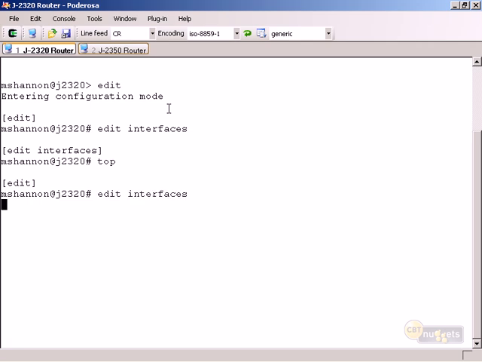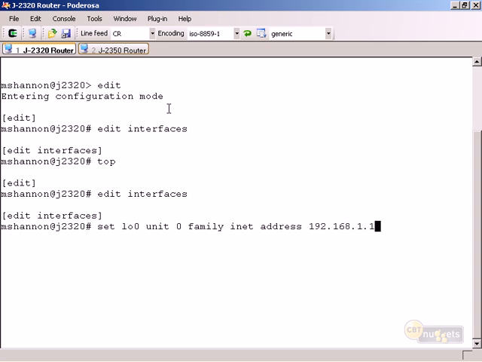So let's do that again, edit interfaces. So we want to set loopback 0, and again this is going to be unit 0, and the family is going to be family INET or IP version 4, and the address you want to assign to this based on the topology is 192.168.1.1 with a 32-bit mask, okay? So there's our loopback interface.